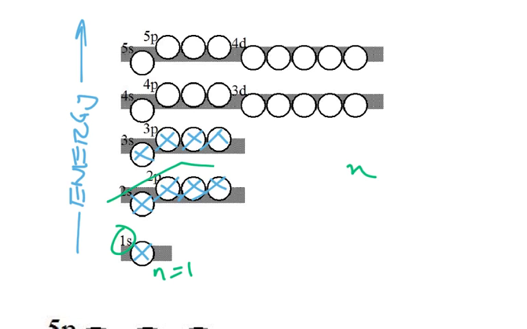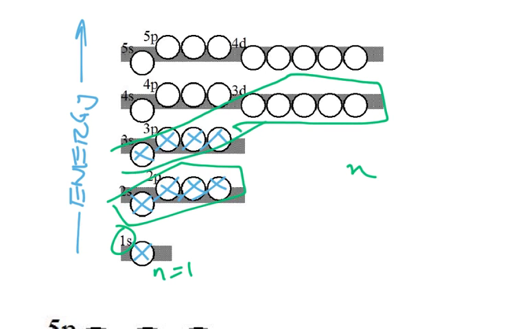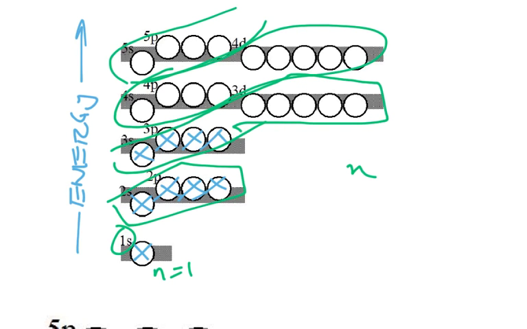For both of these, the n value is 2. When n is 3, it's all of these. When n equals 4, it's these ones. When n equals 5, we stop showing some of the other ones. But for each of these here, the value of n shows up as the front of that number. So if I say a 4d orbital, then I know that n equals 4.